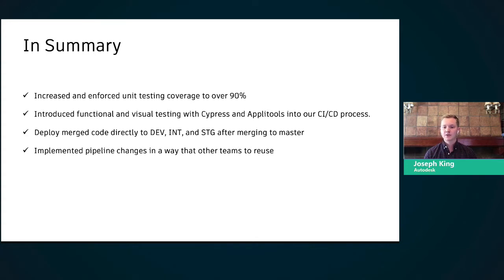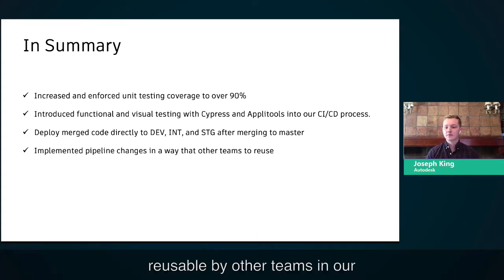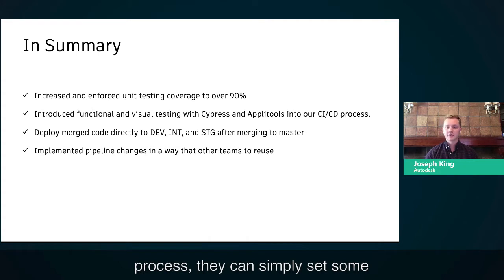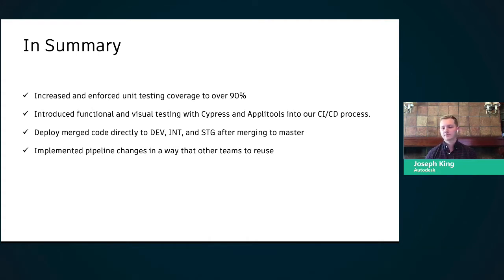Finally, we made sure that the changes we made to our own application would be easily reusable by other teams in our organization. If a team wants to start running Cypress or Applitools in their build process, they can simply set some environment variables and their test suites will run automatically.